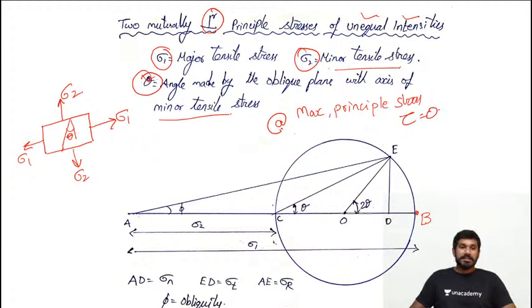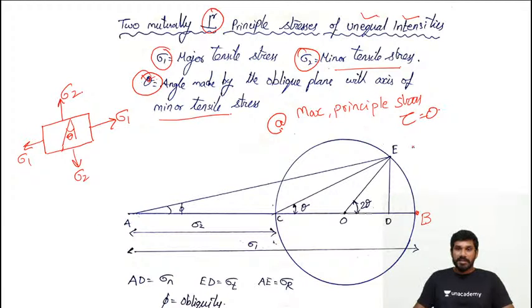Here we are saying AD is the maximum normal stress. AB represents the normal stress, and ED represents the shear stress. When shear stress is 0, when the ED line becomes 0, the point E slowly moves, and when point E touches B, the distance ED also becomes 0.